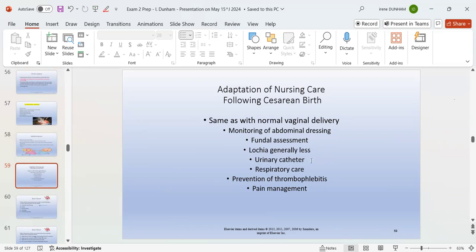She is going to have a urinary catheter. Okay, we got to keep that bladder flat so that we keep the uterus quiet and at the level of the umbilicus, and it's going to involute just like vaginal delivery. Respiratory care, cough and deep breathe as needed. Prevention of thrombophlebitis. Remember, clotting factors are increased, so she can throw a clot really easily. And then, of course, we always worry about pain management.